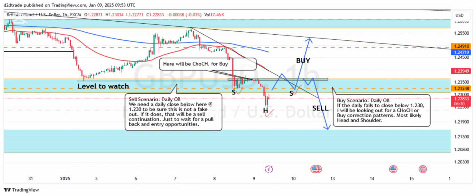Buy scenario, if the daily time frame fails to close below 1.230, buying opportunities may arise. I will look out for a change of character, CHoCH, or corrective patterns such as a head and shoulders. Target levels appear to include 1.2395 and potentially higher, towards 1.2471 and higher.